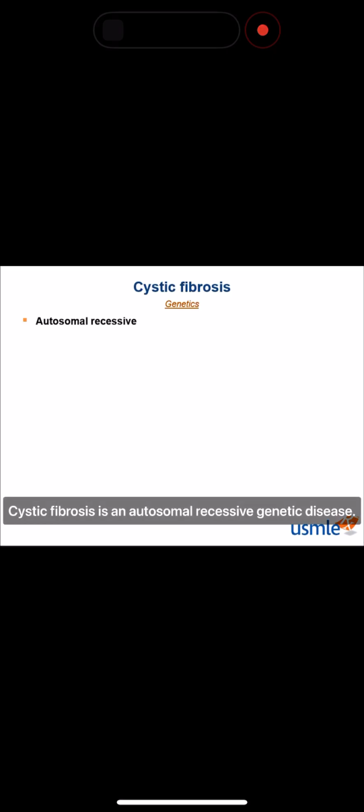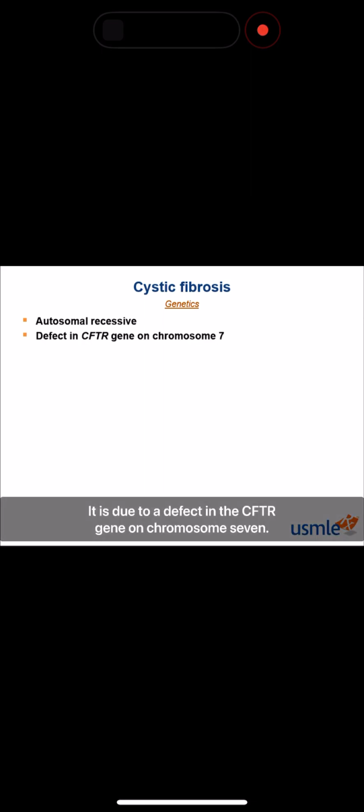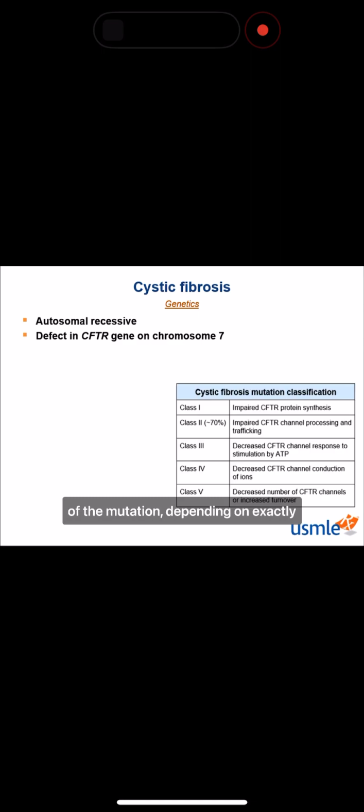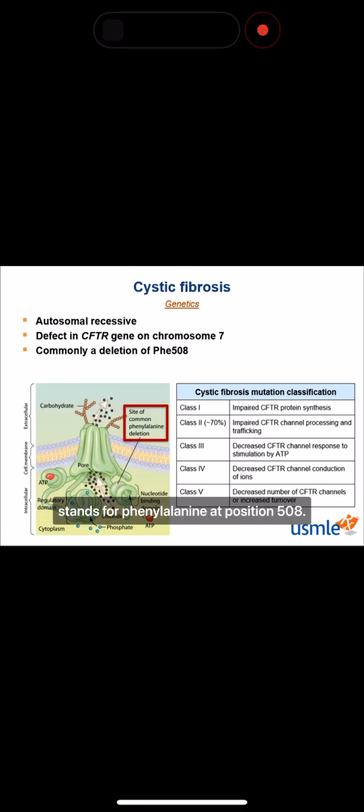Cystic fibrosis is an autosomal recessive genetic disease. It is due to a defect in the CFTR gene on chromosome 7. CFTR stands for Cystic Fibrosis Transmembrane Conductance Regulator. Now, there are different classifications of the mutation depending on exactly what's wrong with CFTR, but most commonly, there is a deletion of phenylalanine 508, which, as you can see in this image, stands for phenylalanine at position 508.